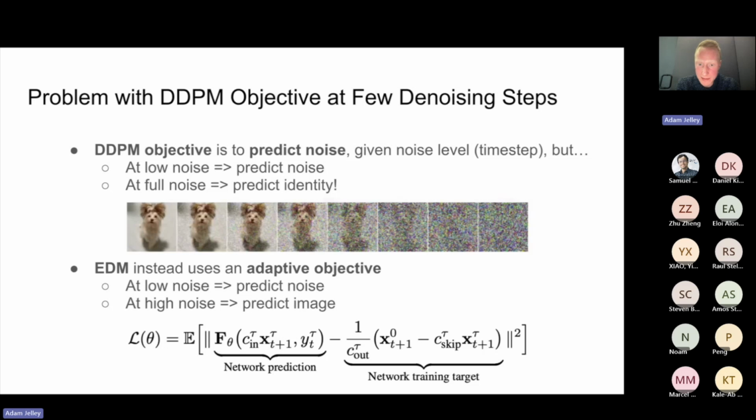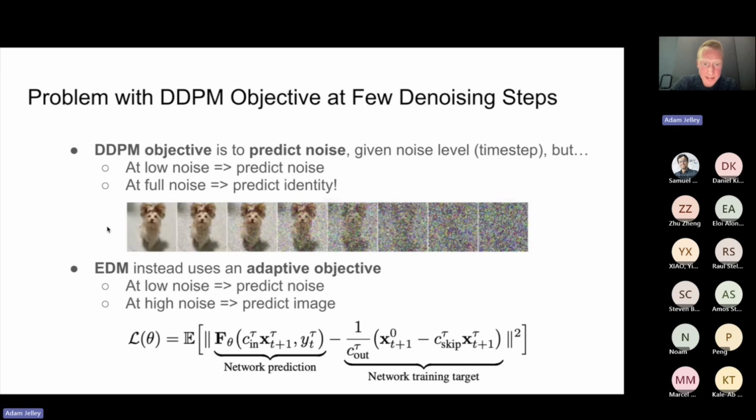And that means that at inference time, if we take pure noise that's been sampled from a Gaussian, by learning the identity, we have no information on the signal. And so the first few denoising steps are not going to be able to remove the noise properly. And that's why we see that the DDPM objective doesn't work particularly well with few denoising steps.